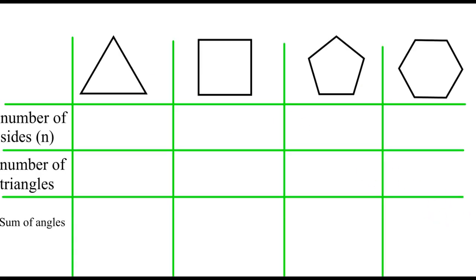The root word here, poly, means many. What I want you to do is copy down this chart. You should have a triangle, a quadrilateral, a pentagon, and a hexagon drawn. And then I want you to write number of sides. We're going to let that variable be n, the number of sides a polygon has, the number of triangles, and then the sum of angles. Don't worry about what all of this means just yet. Copy down the chart, pause the video, copy it down, and then we'll continue.